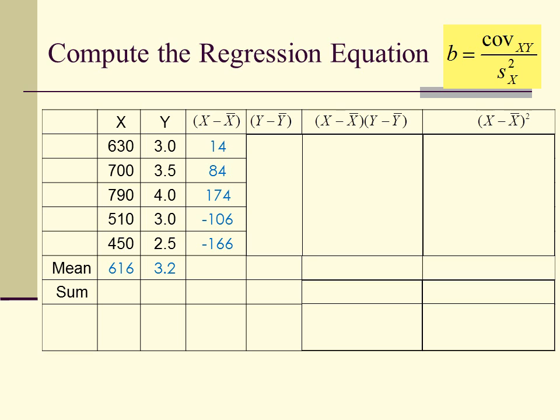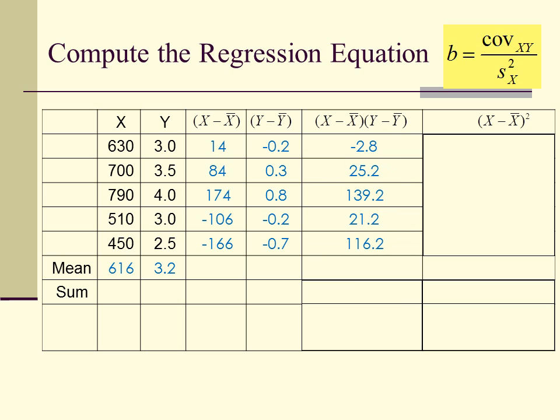Then we find out the deviation scores for each y. The first one is 3.0 minus 3.2, so it is negative 0.2. Then we have 0.3, 0.8, negative 0.2, and negative 0.7. We multiply these 2 columns of deviations. So 14 multiplied by negative 0.2 is negative 2.8. Then we have 25.2, 139.2, 21.2, 116.2.